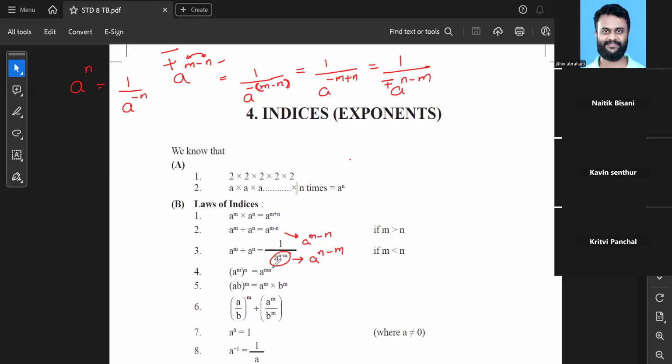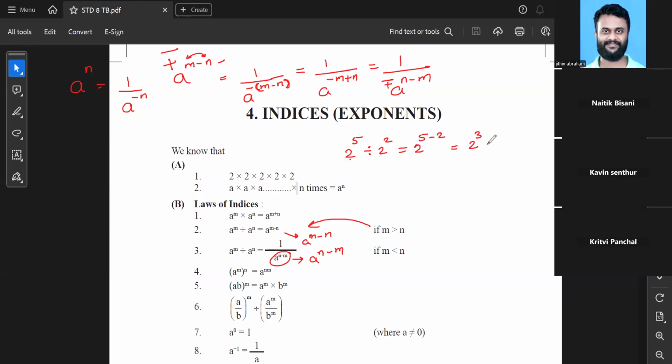Now, in this case, definitely when m is greater than n, it's better to use this. Why? Because m is greater than n means the index has a positive sign. We prefer to have a positive sign in the index, but in case we don't have a positive sign, you can simply take a reciprocal. For example, 2 raised to 5 divided by 2 raised to 2. This can be written as 2 raised to 5 minus 2, that is 2 raised to 3.